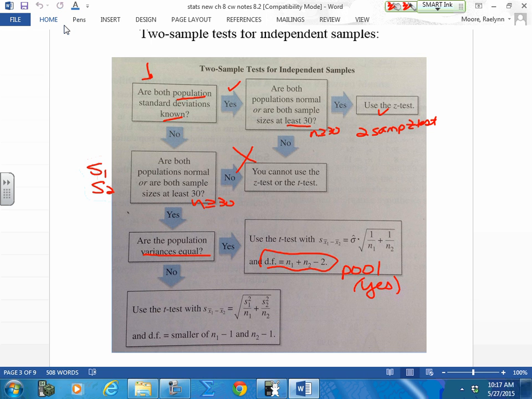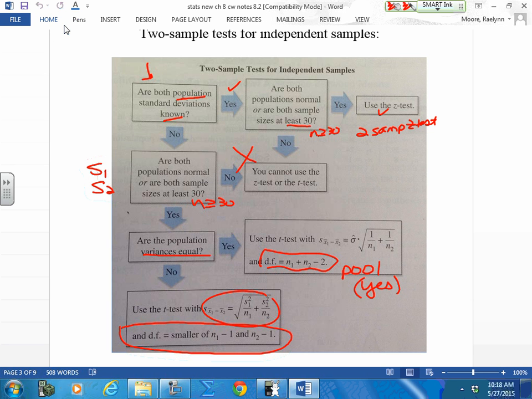Because my variances are equal, there's not a lot of difference here. I can add my n's together, and instead of n minus 1 for degrees of freedom, because I have two n's, it's n1 plus n2 minus 2. If my variances are not equal, you're going to use this version of it, but we don't care about that. I care about this right here. You're going to take the smaller of the n minus 1s. Say n1 is 10, n2 is 8. You're going to do 10 minus 1, 8 minus 1. Whichever one is smaller, you're going to use.